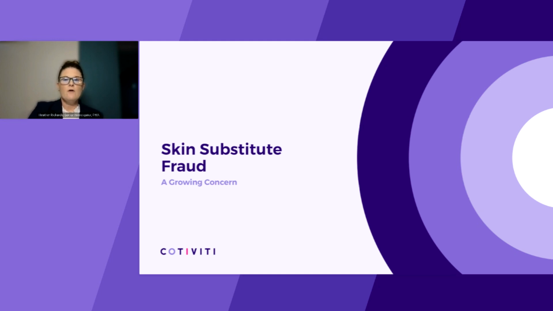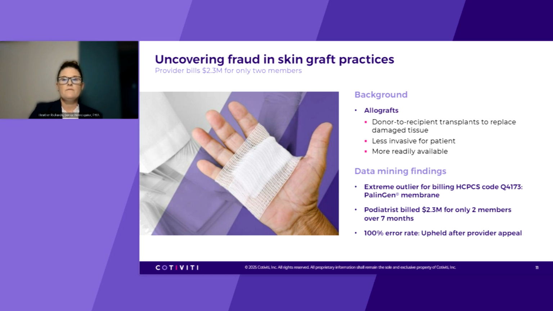Okay, so let's take a look at our first case study. This one involves a podiatrist who billed a health plan for $2.3 million in skin substitutes for just 2 members in a 7-month period. Our Cotiviti SIU identified this provider through internal data mining, using the reports on our Cotiviti platform. The provider was found to be an extreme outlier among their peers for billing a single Healthcare Common Procedure Coding System, or HCPCS, code. In this case, it was Q4173 for the Palingen allograft, which is a brand name allograft.